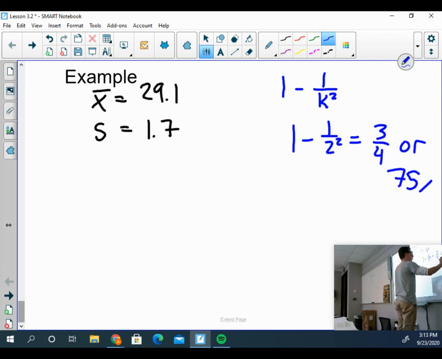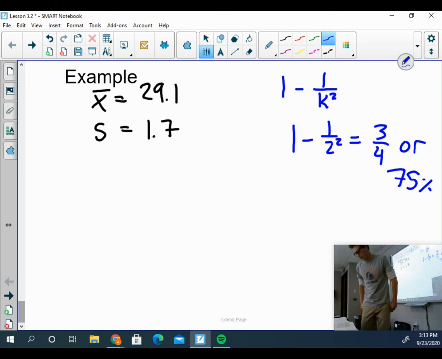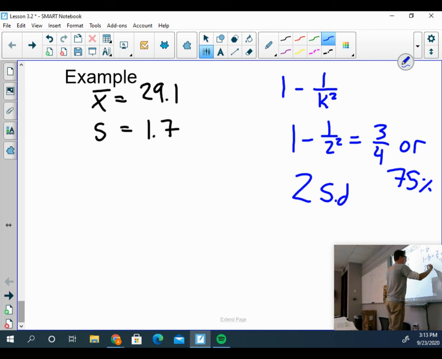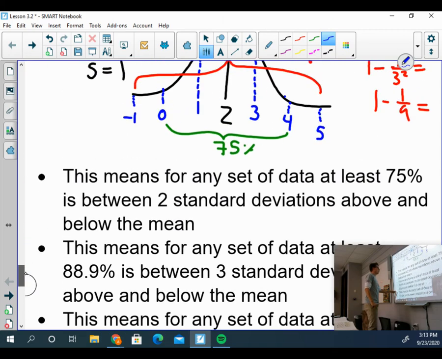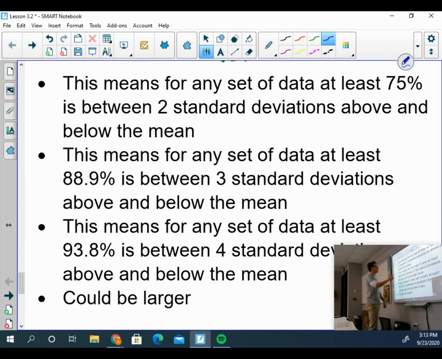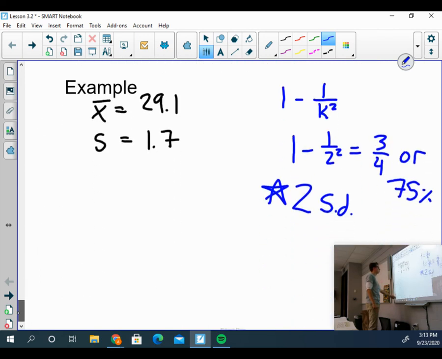So what do you need to apply here? Well, again, the problem asks us to find an interval for which 75% of the students fit in the program. What that means is 2 standard deviations, according to Chebyshev's formula. If I go 2 standard deviations above the mean and 2 below, 75% of the data will fit in the program. Again, that's right here. Any set of data, at least 75% is between 2 above and 2 below the mean.